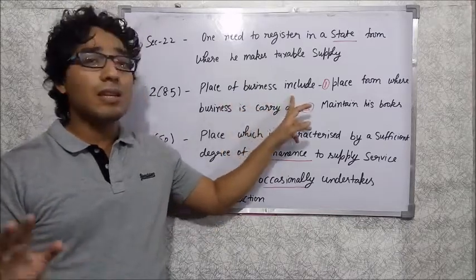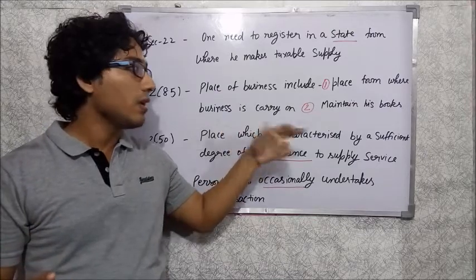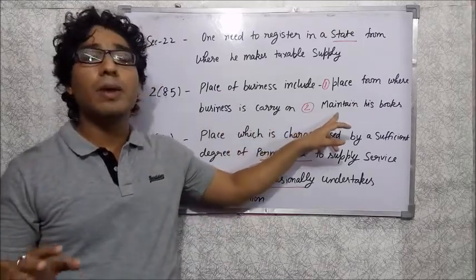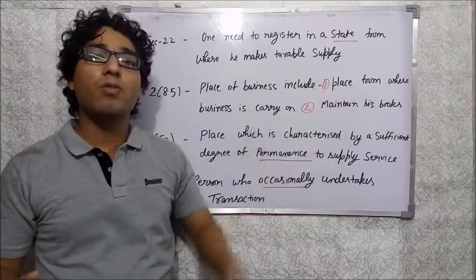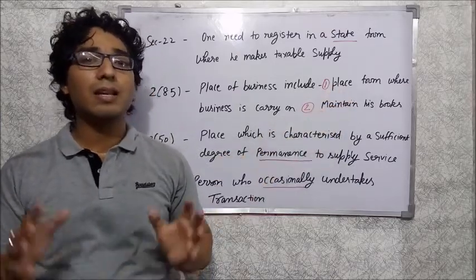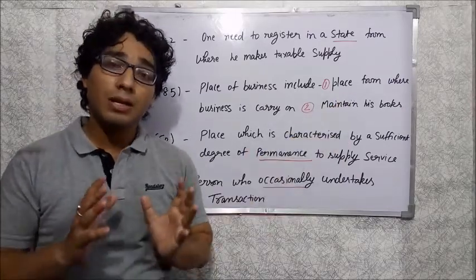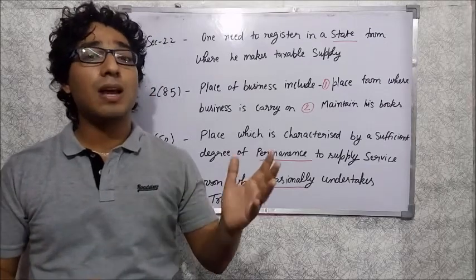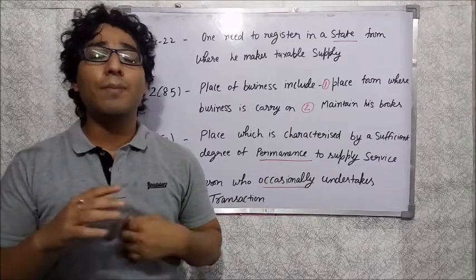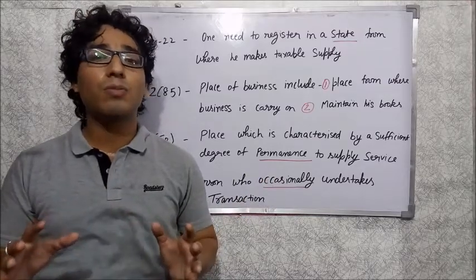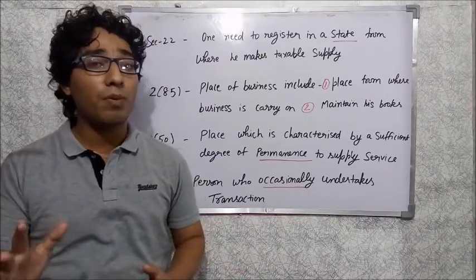So the place of business includes the place from where the business is carried on, and it can also be where he maintains his books of account. So if two things are happening from a place, then only we can say that it is a place of business of that person. So in case of our example, the person is of Punjab and he has the property situated in Maharashtra. So for example, that person doesn't have any other place of business, he doesn't have a place of business in Maharashtra other than that property.